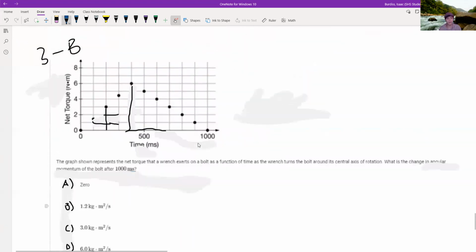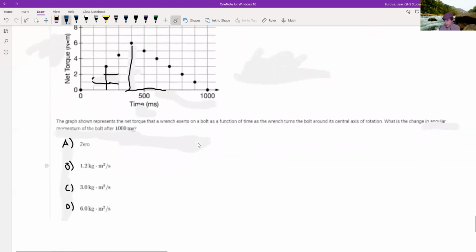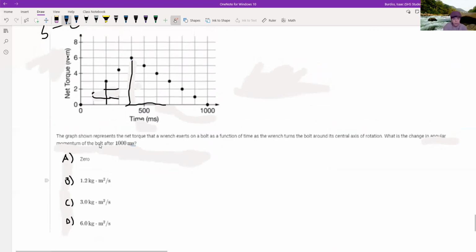All right, and then the last question that we're going to look at is this. It's saying a graph shows the torque as a function of time. Okay, so this is torque, this is time. What is the change in angular momentum after 100 milliseconds?